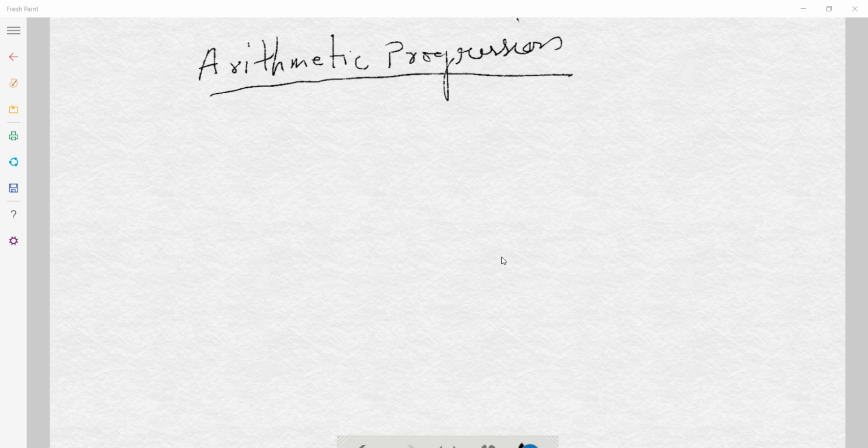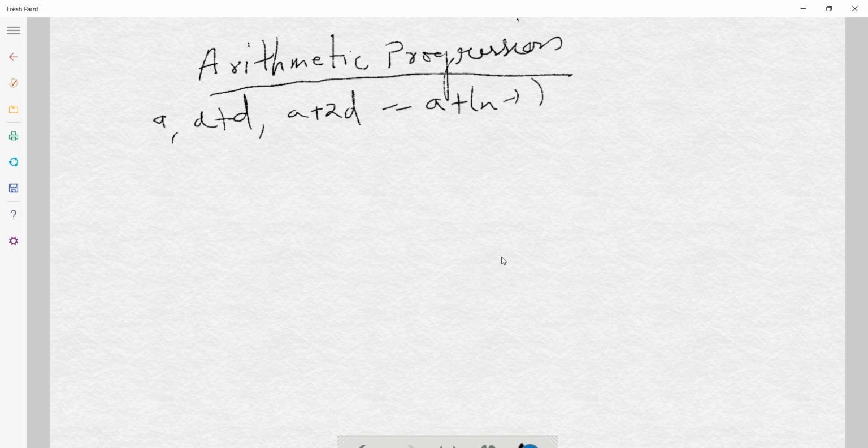In short form it's called AP. So think about a finite sequence with elements: a, a plus d, a plus 2d, up to a plus (n minus 1)d. This is known as an arithmetic sequence or arithmetic progression. The constant difference between two consecutive terms is known as the common difference, which is often denoted by d, right?